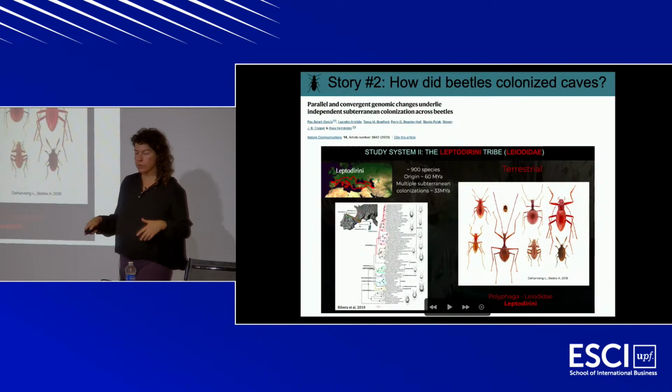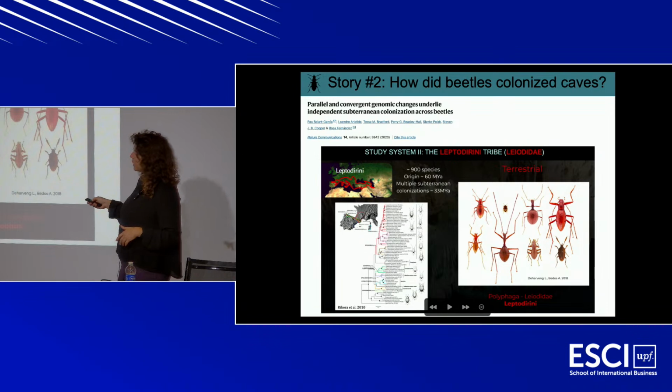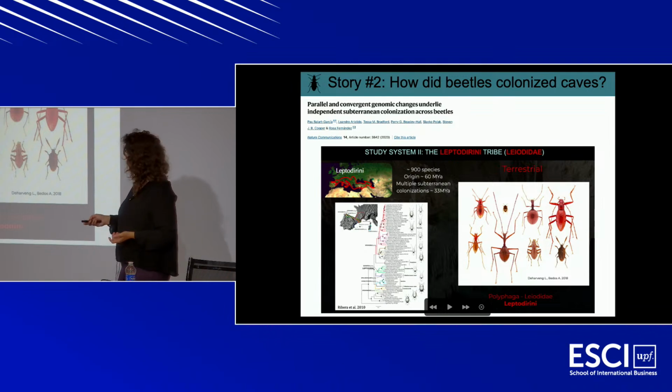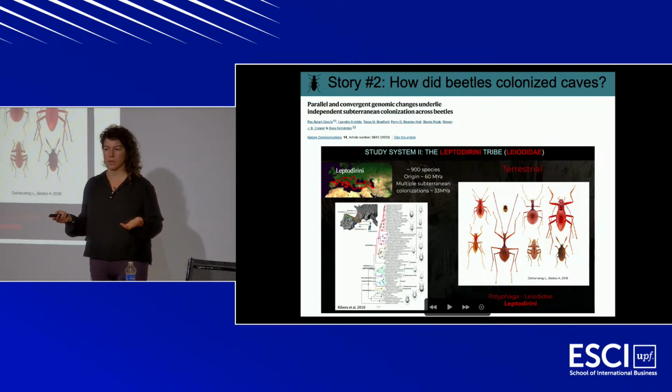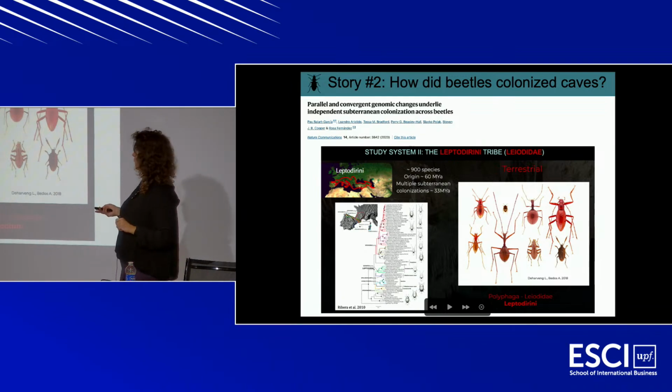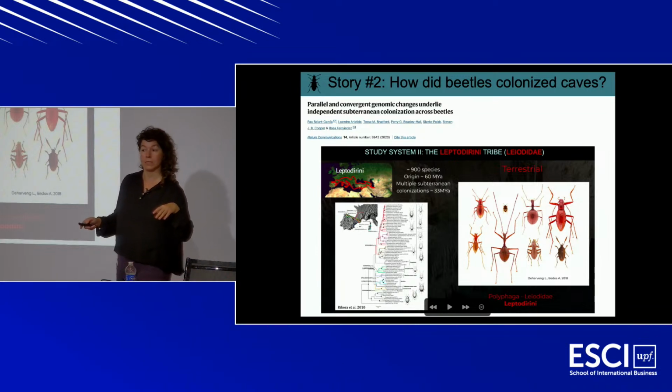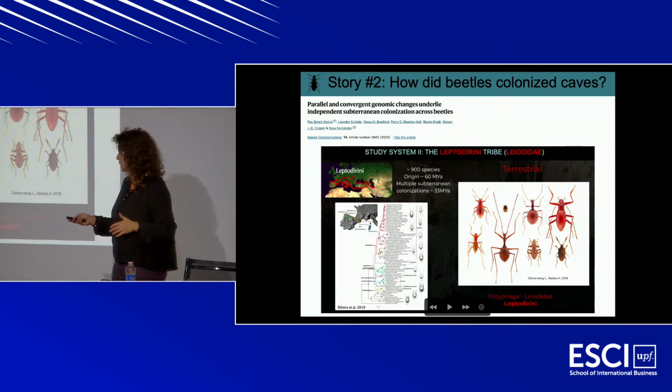On the other side, we went to caves in the Pyrenees, Slovenia and Greece to collect terrestrial cave beetles, in this case from the tribe called Leptodirini, with an older colonization of caves, around 33 million years ago, compared to the 12 million years ago of the other species. And as you can see, you see some color, but they are much whiter compared to the surface ones. They have very elongated antennae, very elongated legs, and most of them have very reduced eyes, and some of them have actually lost the eyes completely.